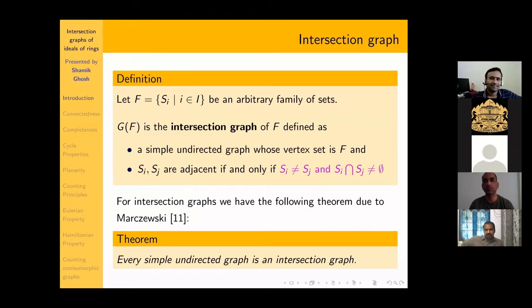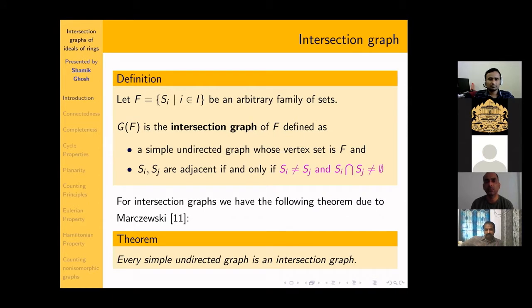However, the story begins like this. The intersection graph is defined as follows. Suppose you have an arbitrary family of sets, any collection of sets, and mind it, in this collection the same set may be taken multiple times. So you have just a collection of sets, and you declare all these sets as the vertex set of a graph, and two such vertices, that is two such sets, are adjacent if they are unequal, meaning they are not the same. By set they may be equal, but they are not the same, that is what we mean here.